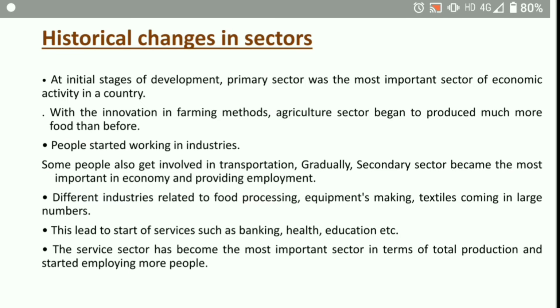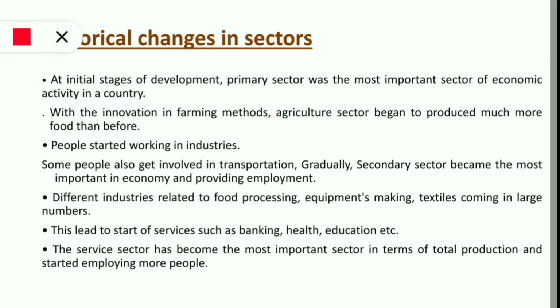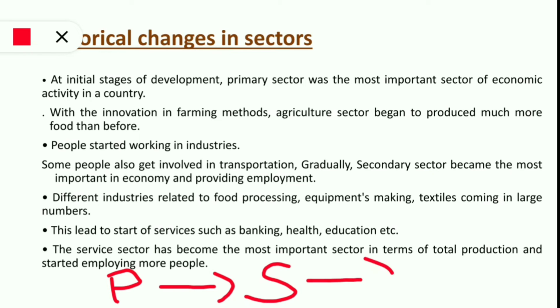What is there in this? I'll show you. Suppose in the starting, I am representing by abbreviation: P is for the primary sector, then the secondary sector, and then the tertiary sector. In the starting, the primary sector was gaining more importance. A lot of people were involved in this, and it was giving the highest GDP to the country. Now what happened with the start of development? People started shifting to the secondary, and from the secondary they started shifting to the tertiary sector.